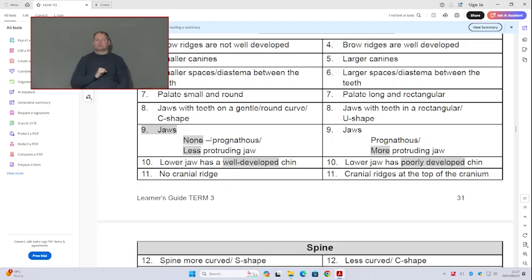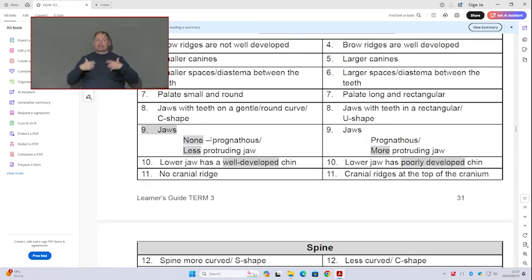The jaws, we only use the term prognathous. You only use the term prognathous on what? On the jaws. Only on the jaws. Then, us as modern humans, our jaws, we say they are non-prognathous, while the jaws of other primates are prognathous.